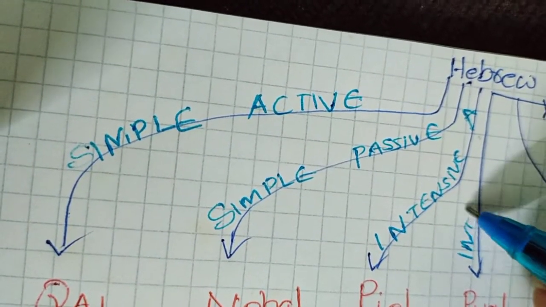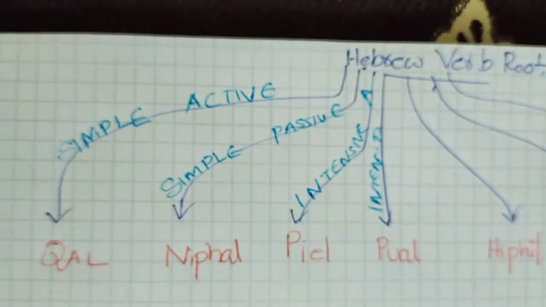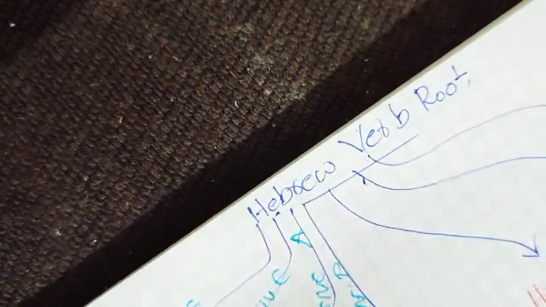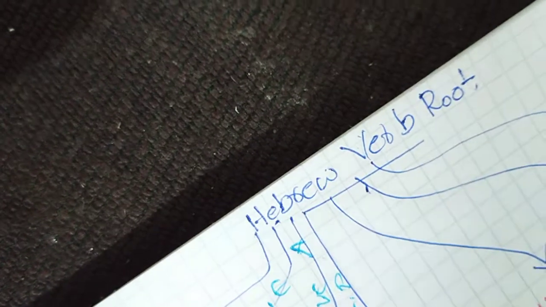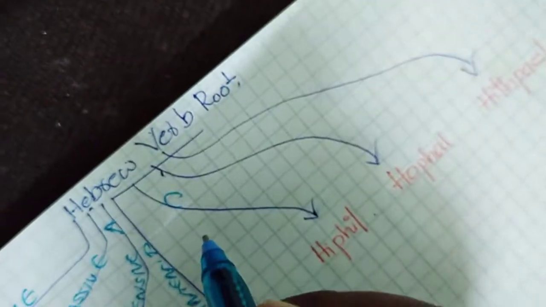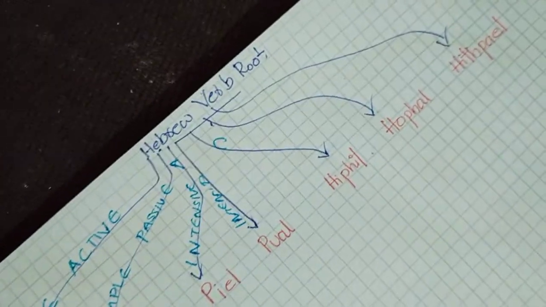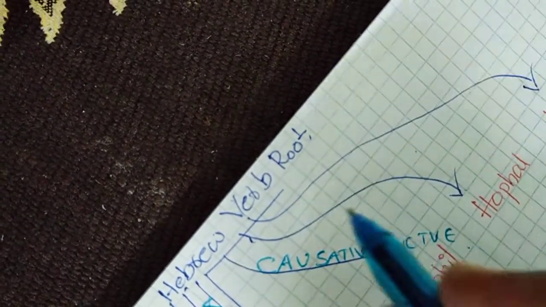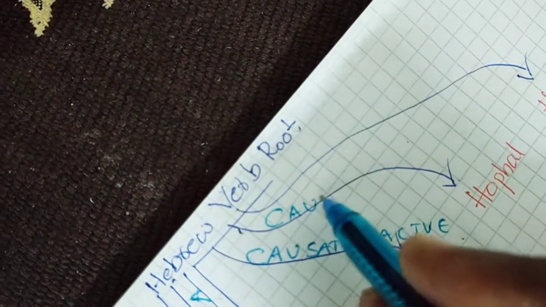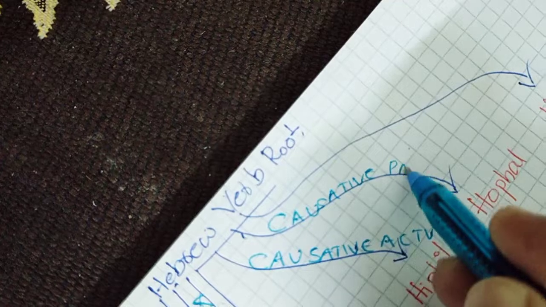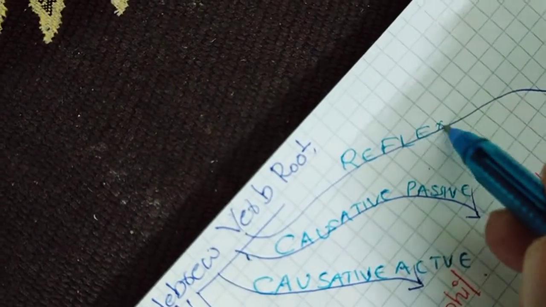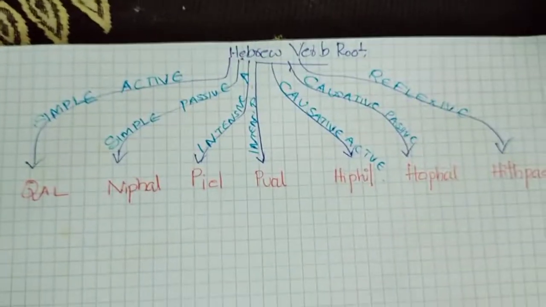Pual is intensive passive. Then Hifil, Hophal, Hithpael. Hifil is causative active, that we are going to look at now. Hifil is causative active, c-a-u-s-a-t-i-v-e, causative active. Then Hophal is causative passive. Then the final one is reflexive. These are the seven heads of the Hebrew root.